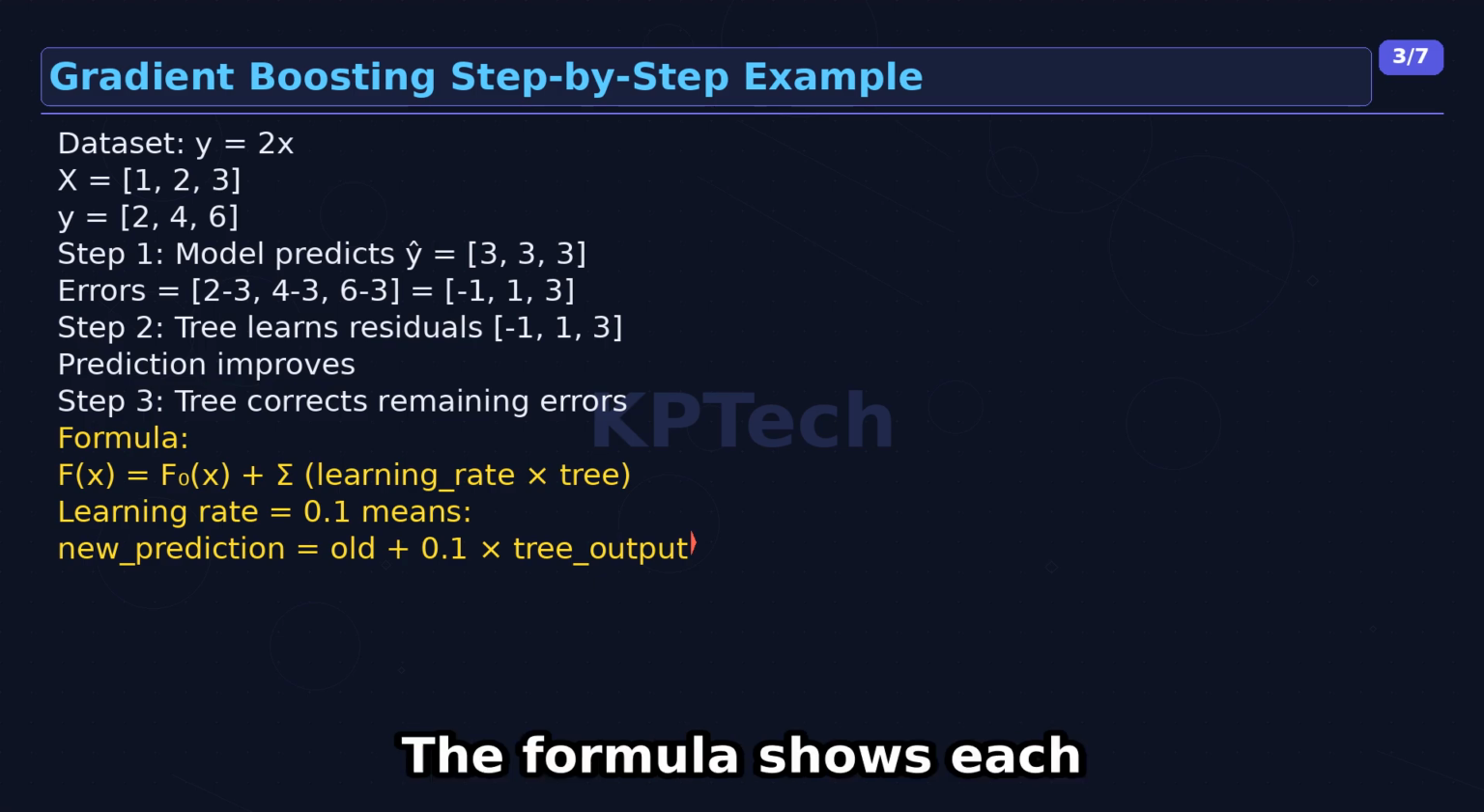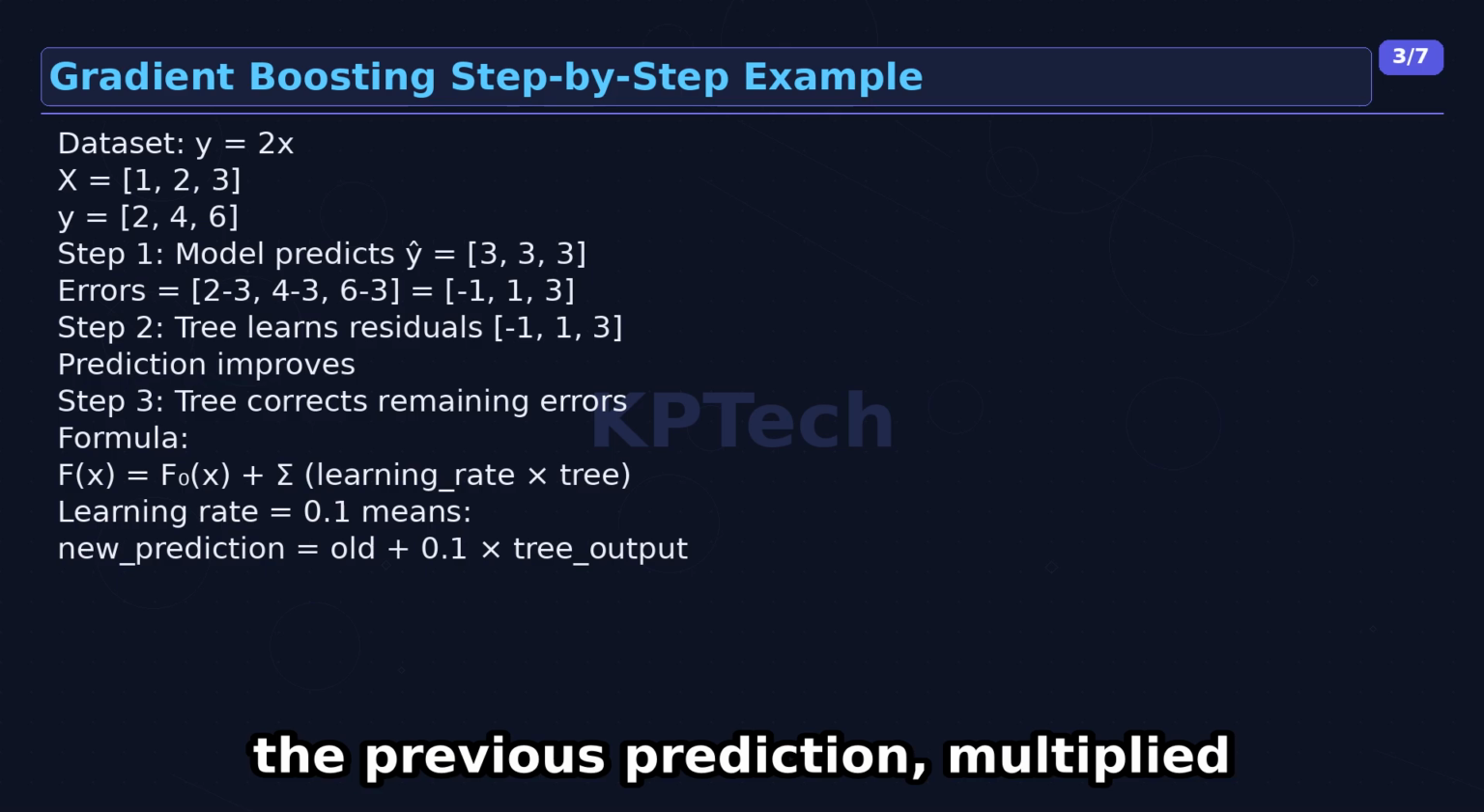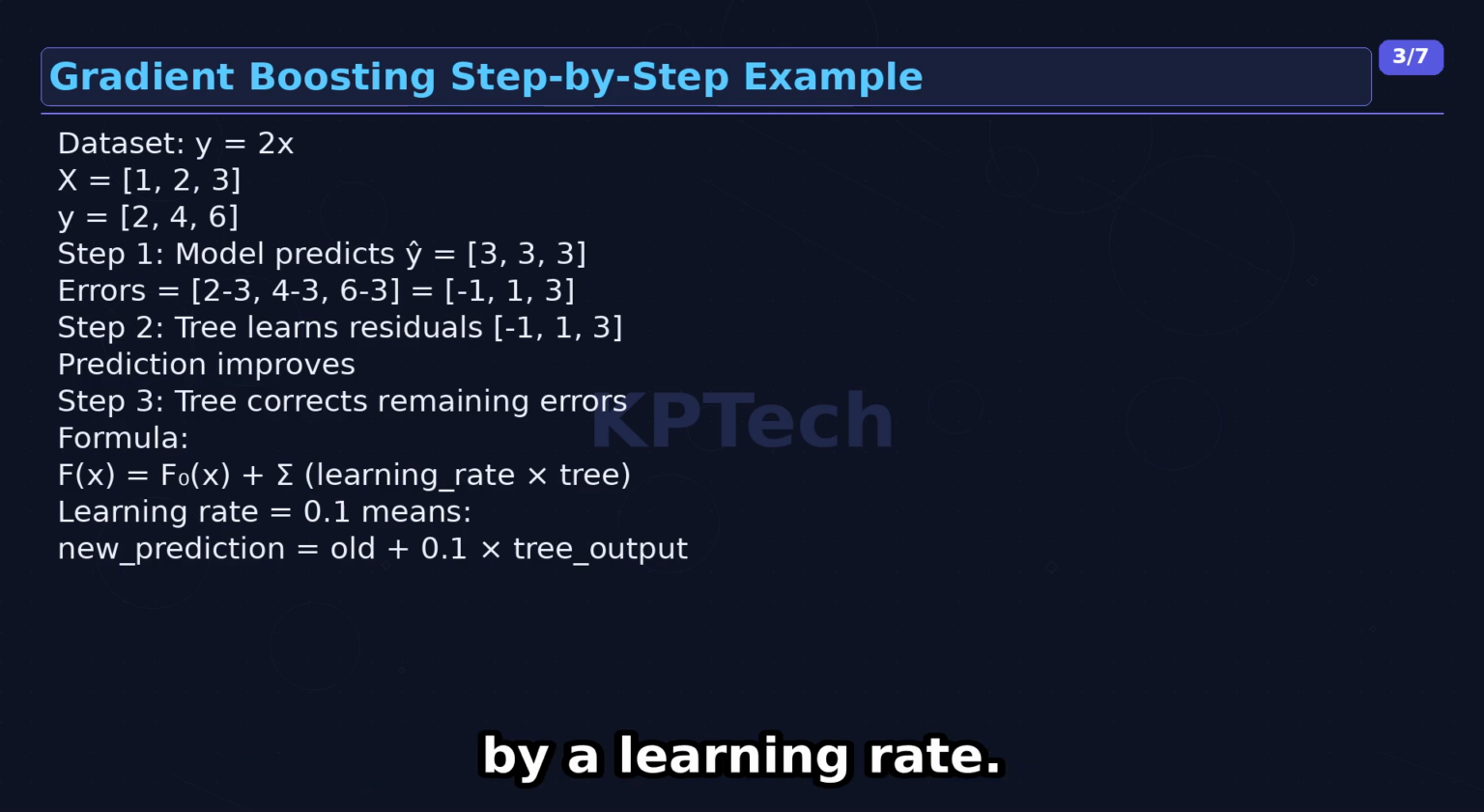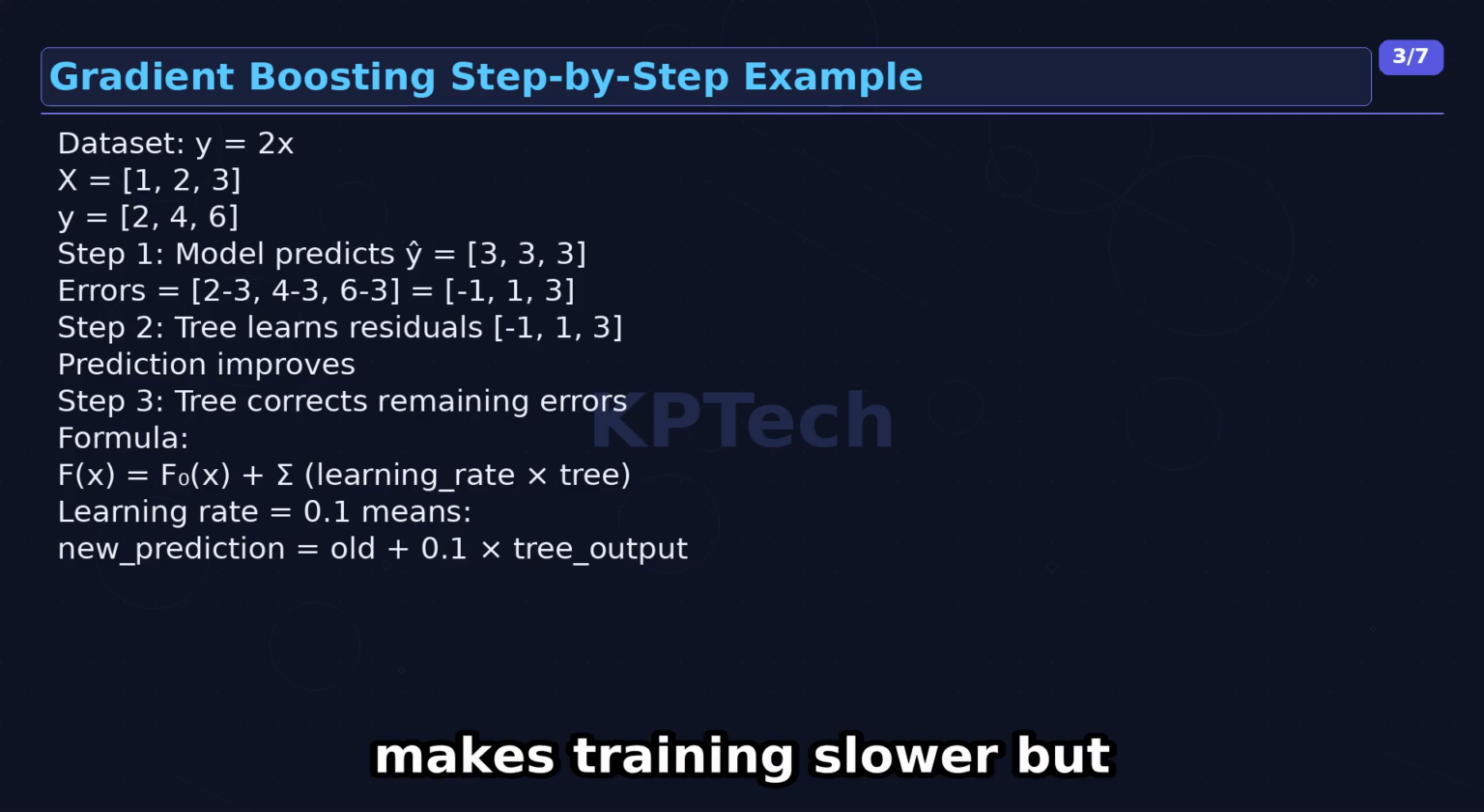The formula shows each tree is added to the previous prediction, multiplied by a learning rate. A small learning rate like 0.1 means we only take 10% of each tree's contribution, which makes training slower but more accurate and helps prevent overfitting.